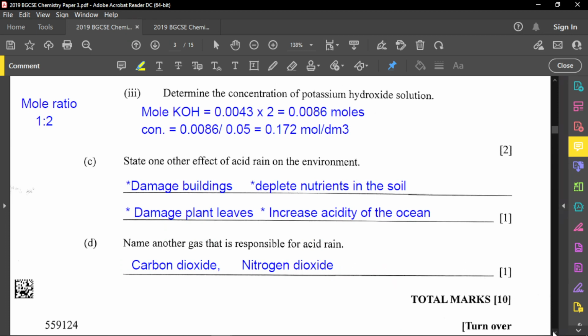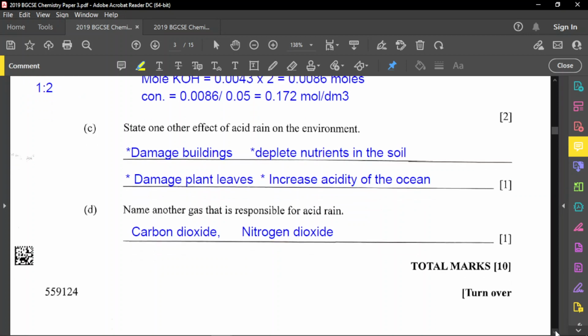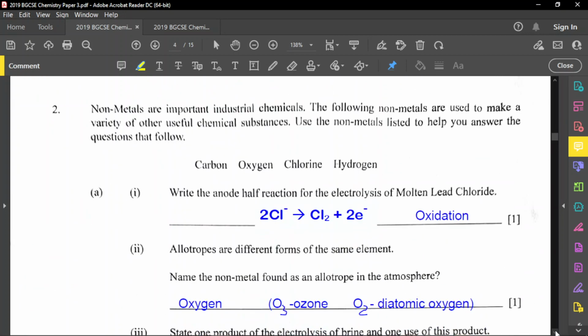All right, let's go to another question now, which is question number 2. Question number 2 said non-metals are important industrial chemicals. It said the following non-metals are used to make a variety of other useful chemical substances. Use the non-metals listed to help you answer the questions that follow. The non-metals listed are carbon, oxygen, chlorine, and hydrogen. So all the questions will be based upon these 4 non-metals.